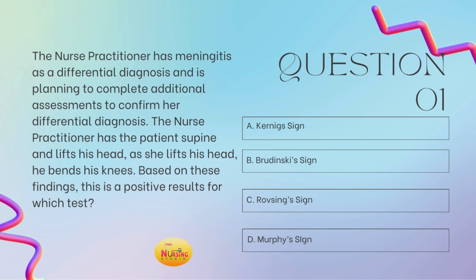So, question number one states, the nurse practitioner has meningitis as a differential diagnosis and is planning to complete additional assessments to confirm her differential diagnosis. The nurse practitioner has the patient supine and lifts his head. As she lifts his head, he bends his knees. Based on these findings, this is a positive result for which test? Is it A, Kernig sign, B, Brudzinski sign, C, Rovsing sign, or D, Murphy sign? Take a moment and tell me what you got in the comments.